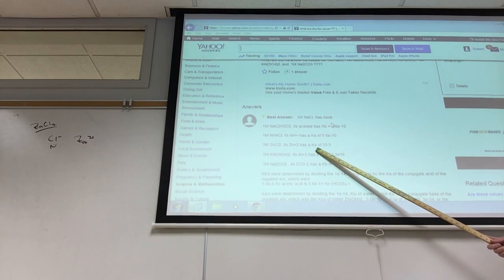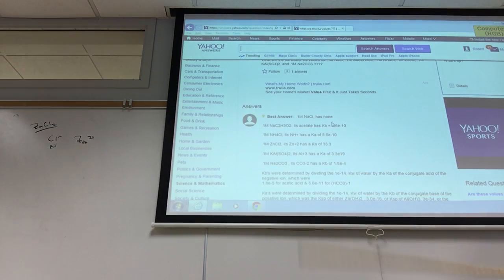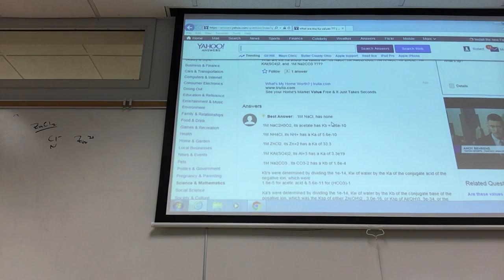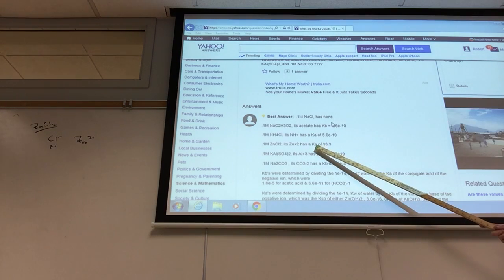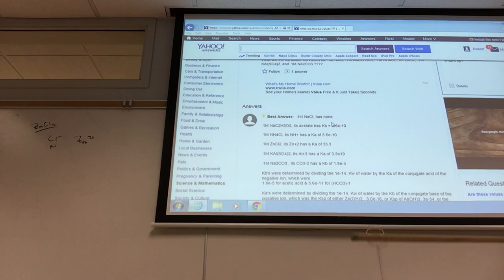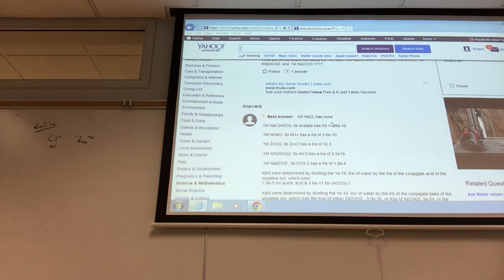Zinc 2 plus has a Ka of 33.3. Wow. What do you think about that? 33.3, that's huge. That means zinc 2 plus is an incredibly strong acid, stronger than hydrochloric. Well, no, hydrochloric is way bigger, but still. At the border between weak acids and strong acids would be phosphoric. Phosphoric is a fairly strong weak acid, right? And oxalic is also a fairly strong weak acid.